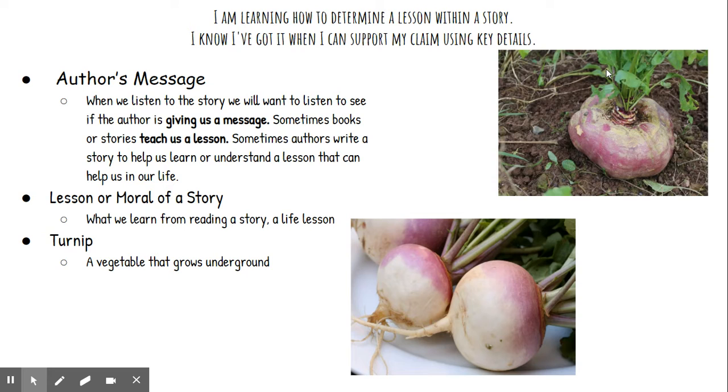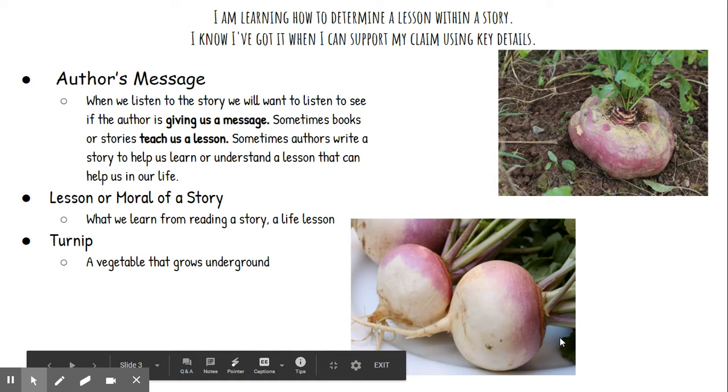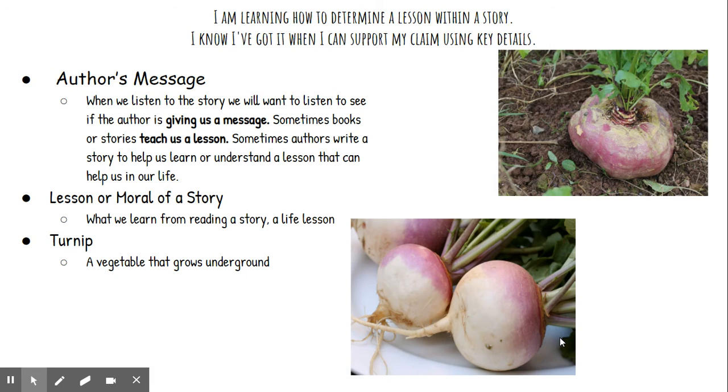Lesson or moral of a story. A lesson or moral of a story is what we learn from reading a story. It's a life lesson. And then something specific to the book we're reading today, turnip. A turnip is a vegetable that grows underground. And here's some pictures of turnips. I'm not particularly a big fan of turnips, but if you like turnips, that's great.